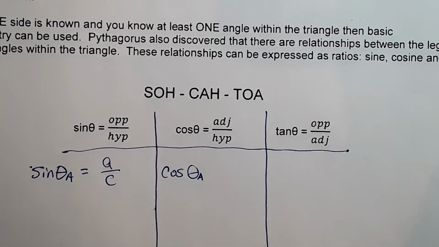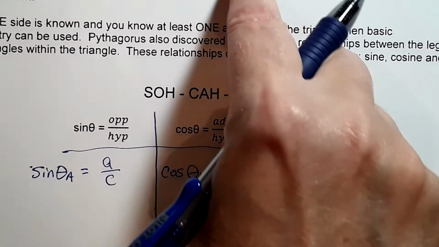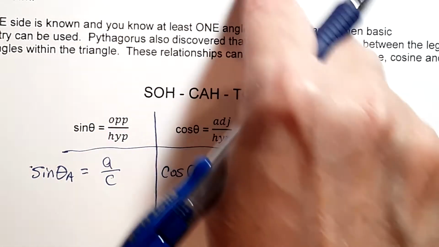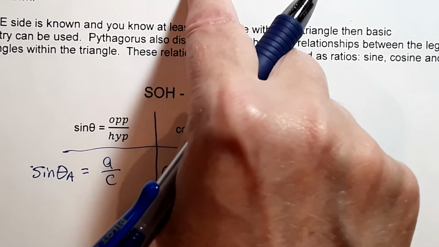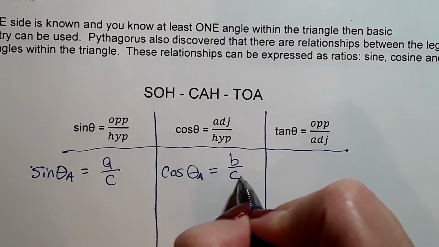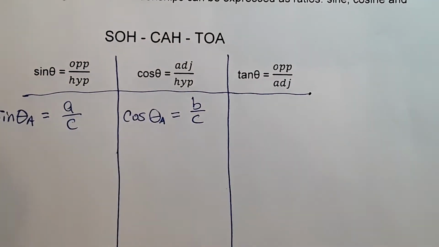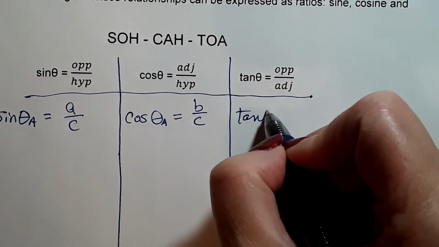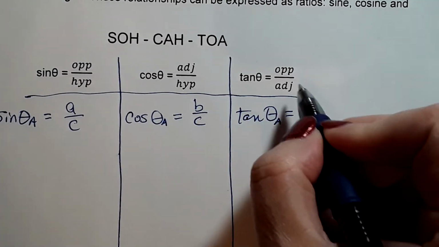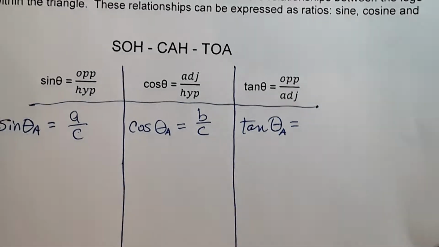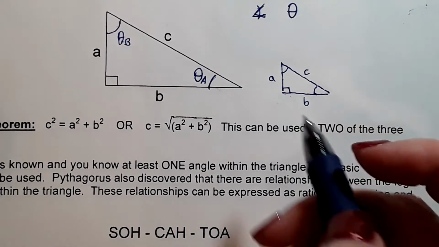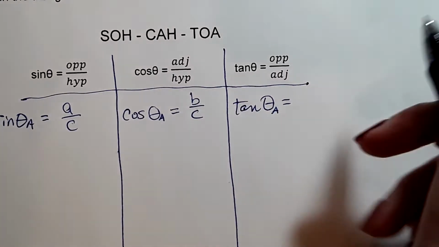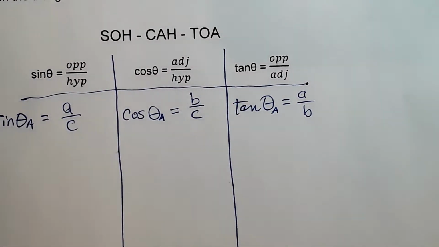If we look at the cosine, it's the adjacent over the hypotenuse. So the adjacent leg, the bounding leg, not the hypotenuse, but the bounding leg is B, and the hypotenuse is C. The tangent of angle A would be the leg opposite divided by the leg adjacent. So if we go back up here and look, the leg opposite is A, adjacent is B, so that's going to be A over B.